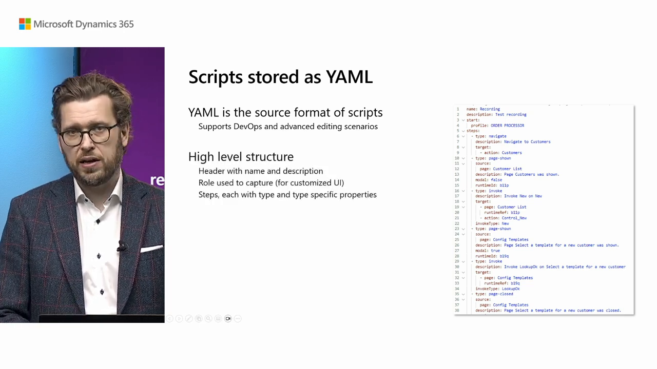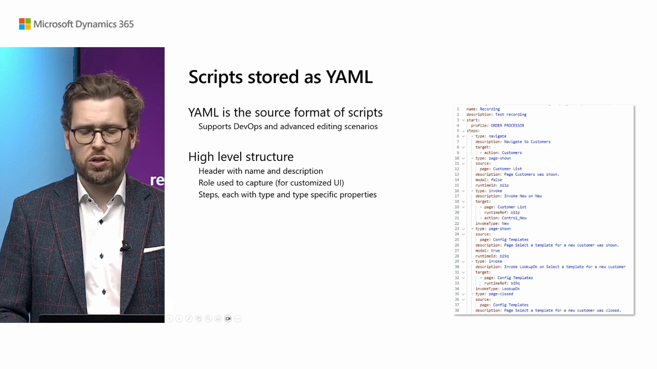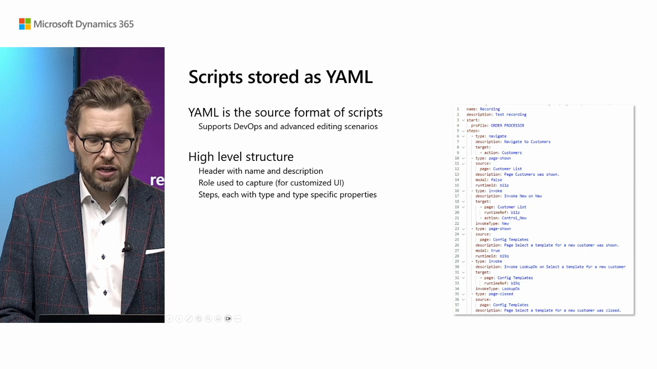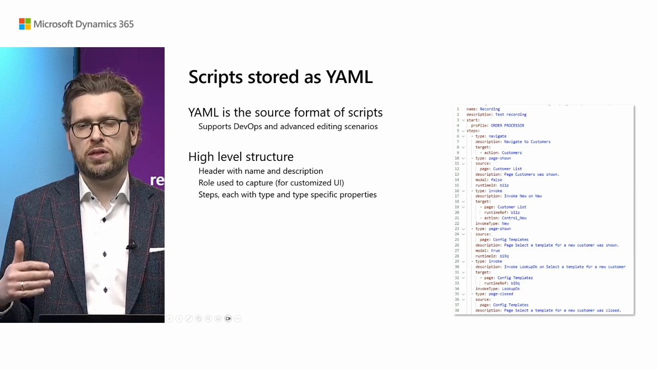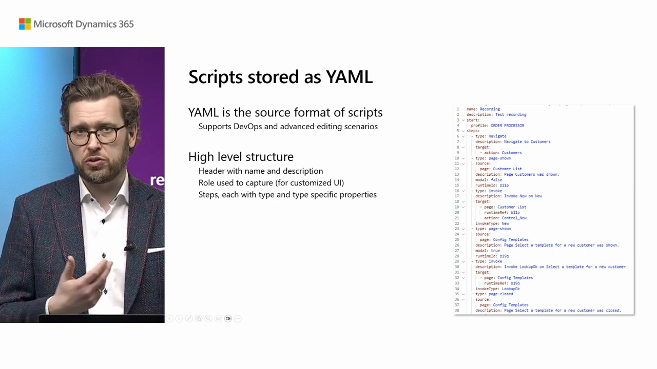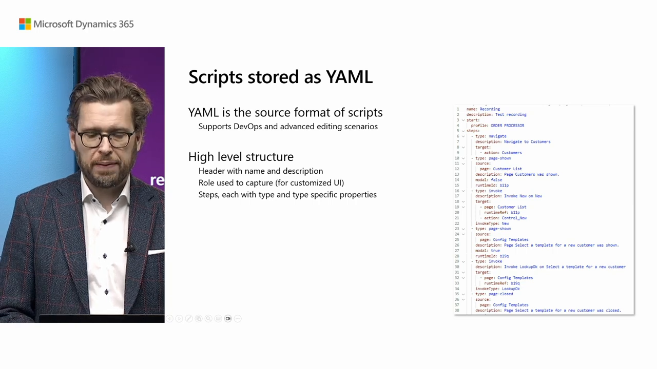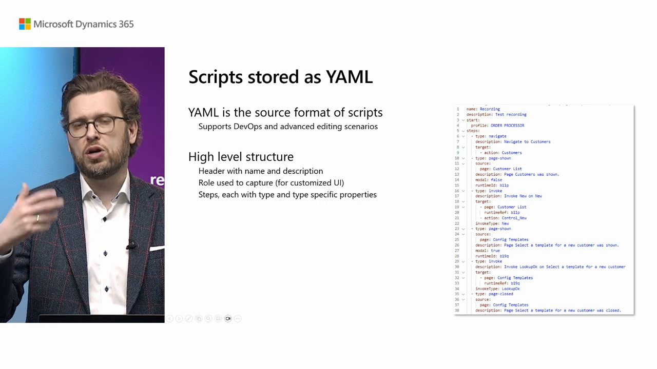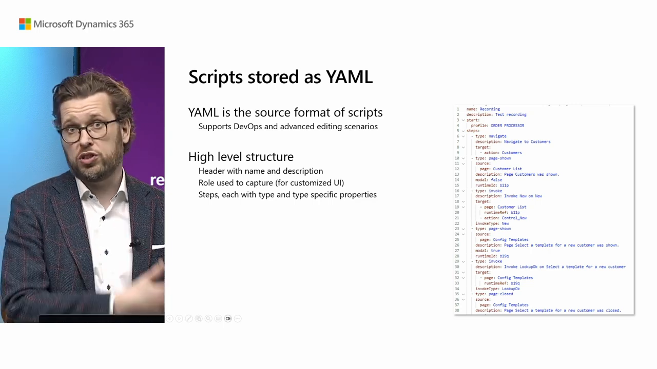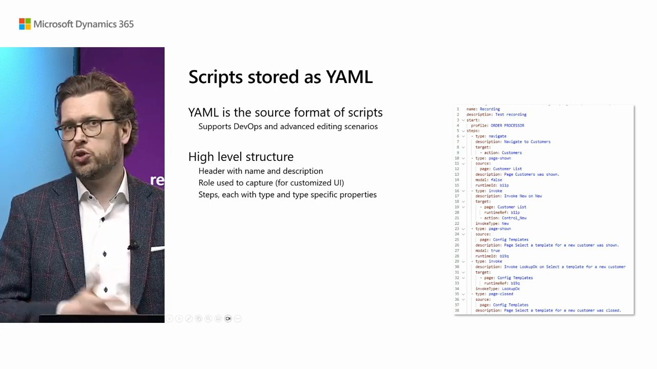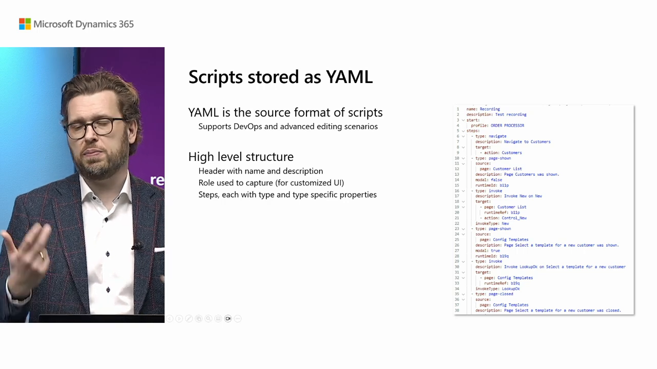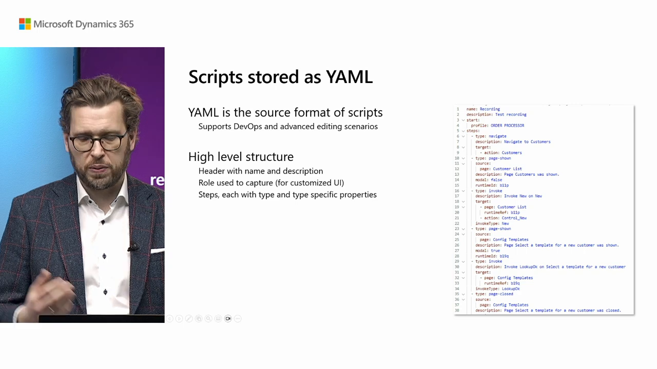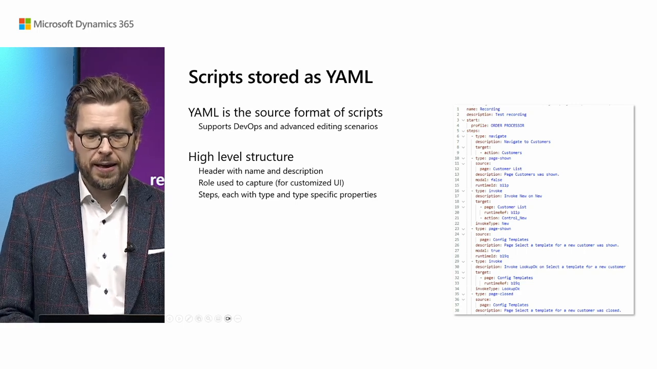I have an example here of a script, and the high-level structure of the script is that there's a header with the name and the description. Then we capture the role that is being used to record the script. We do that because everything is reliant on the controls. So the script will point to controls in the UI, and whether they show up or not will typically depend on the role, because there can be role customizations. There can also be personalizations, of course.